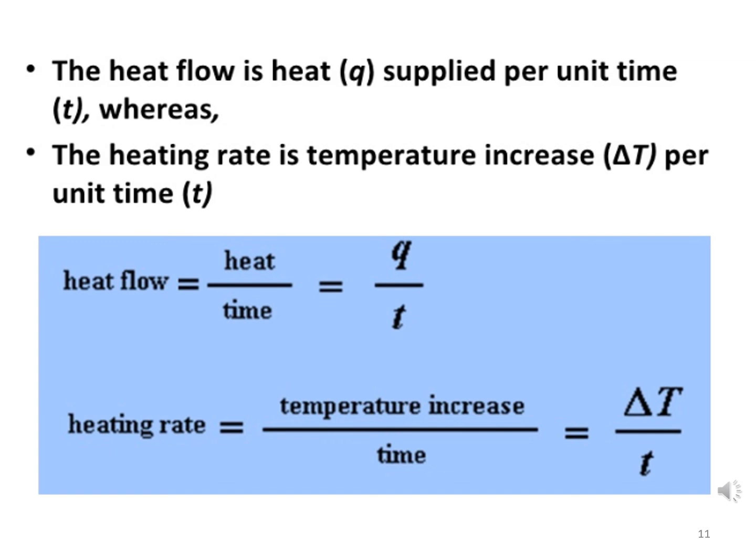So heat flow is the heat supplied per unit time, whereas heating rate is the temperature difference per unit time. We can write the equation for heating rate, the temperature increase over time, as delta T over t. Delta T is the temperature increase, and we take it per unit time, so we divide delta T by small t. This is equal to the heating rate.